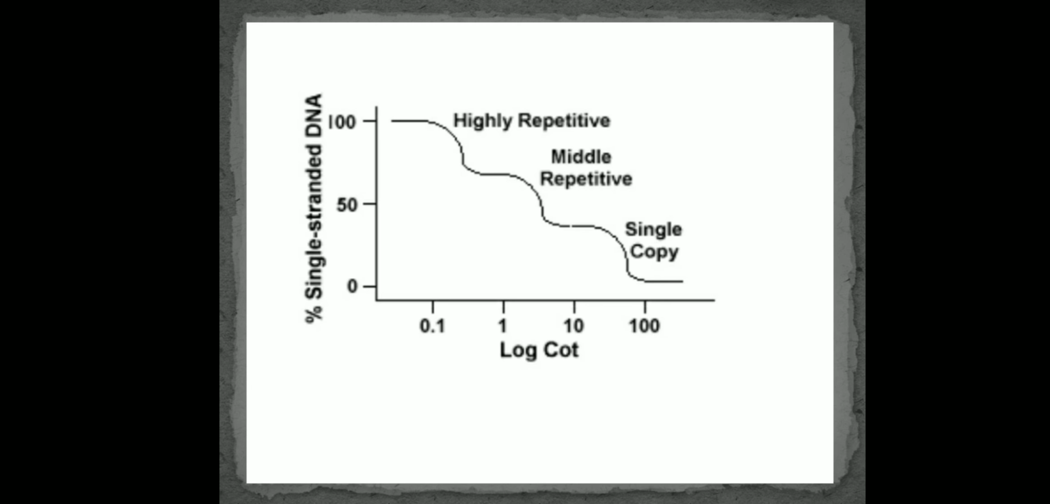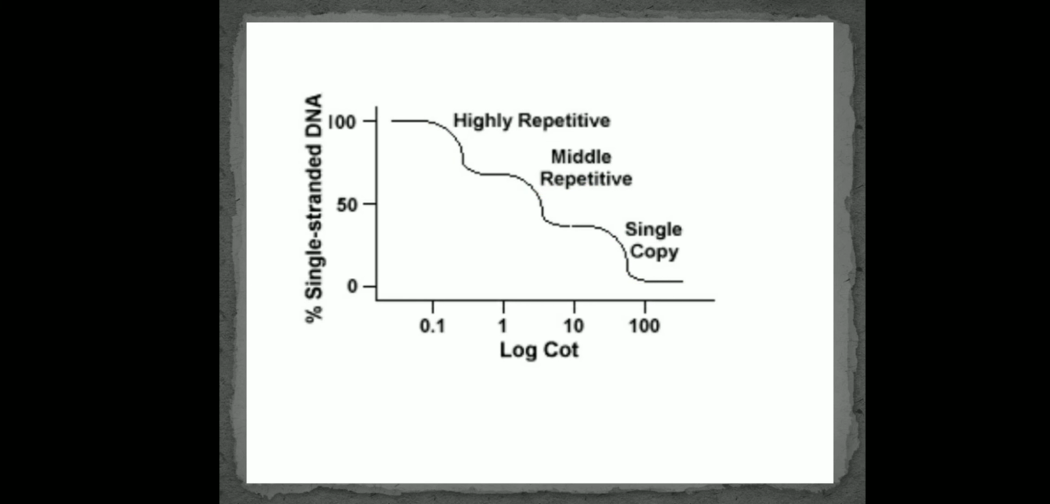So when we plot it, we are going to take a graph. On the x-axis, we are going to plot the log COT value. It's not COT directly, we are going to plot the log COT value. And on the y-axis, we are going to plot the percentage of single stranded DNA. So on the y-axis it is percentage of single stranded DNA, and on the x-axis it is log COT value. When you plot the values, you will get a curve like this.